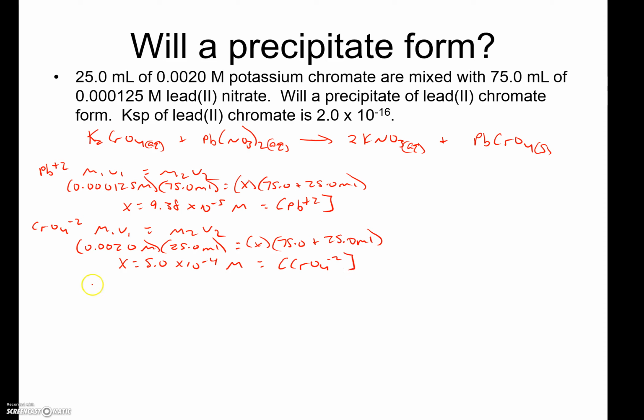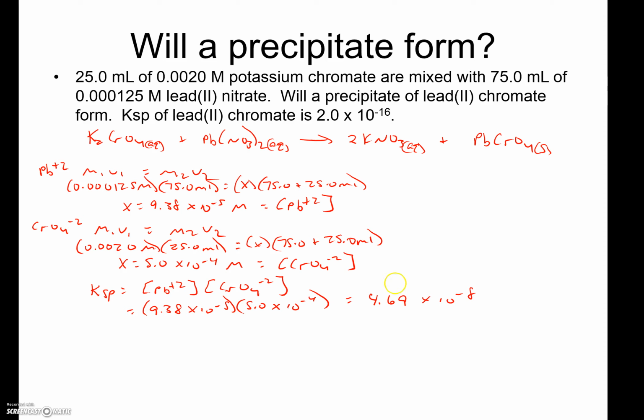Now we're going to write a KSP expression. We've got the concentration of lead ions times the concentration of our chromate ions. And we'll plug in the values that we have in the solution. So we've got 9.38 times 10 to the minus 5 times 5.0 times 10 to the minus 4, which is going to give us a value of 4.69 times 10 to the minus 8.